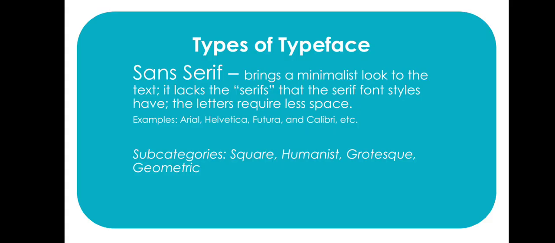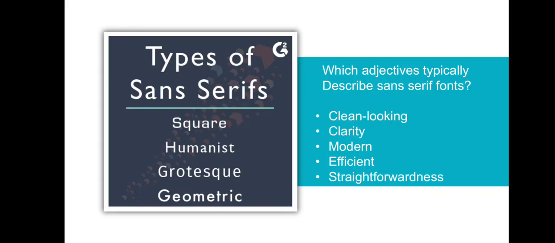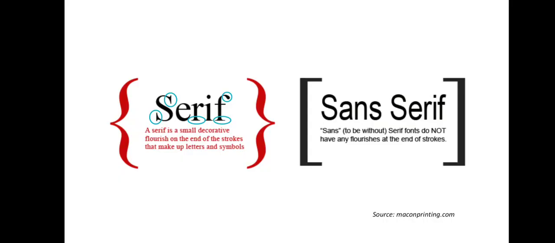So examples of sans serif typeface are Arial, Helvetica, Futura, and Calibri. The subcategories are square, humanist, grotesque, and geometric. So these are the examples of sans serif. So we can describe the sans serif typeface as clean looking, clear, modern, efficient, and straightforward. That's the sans serif.